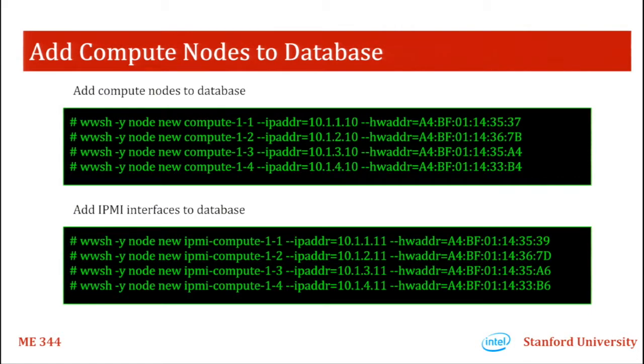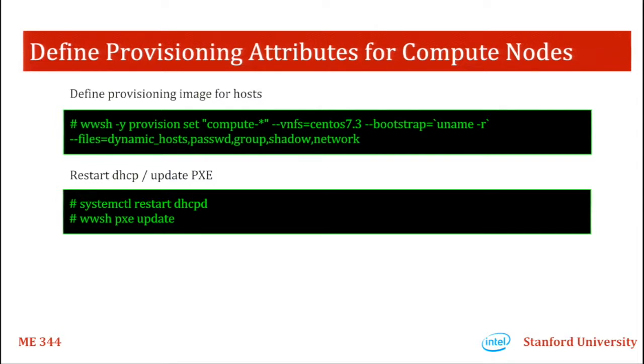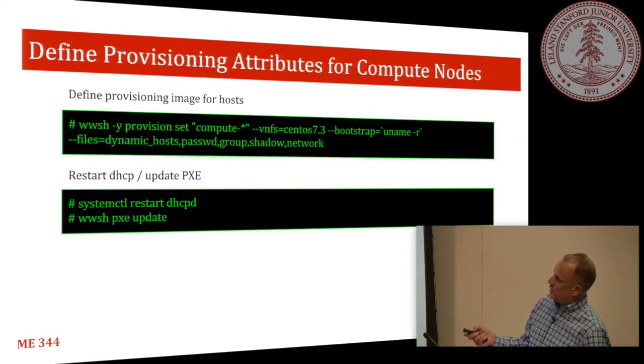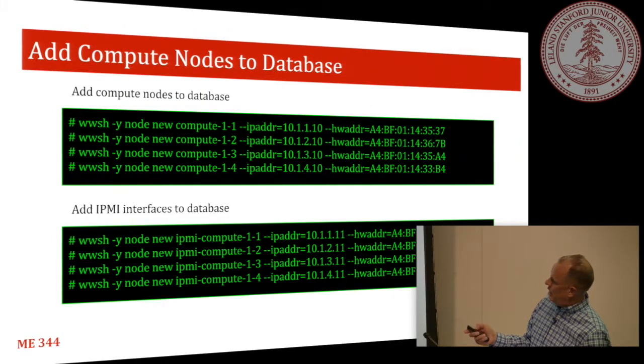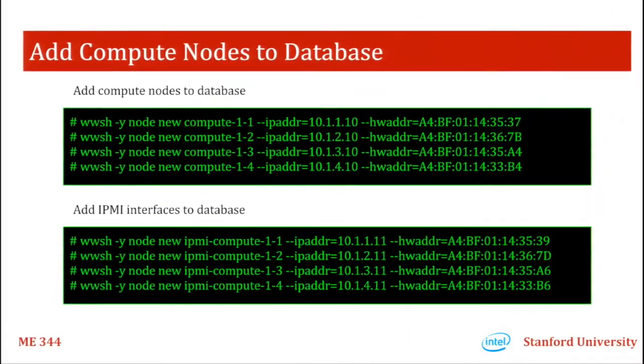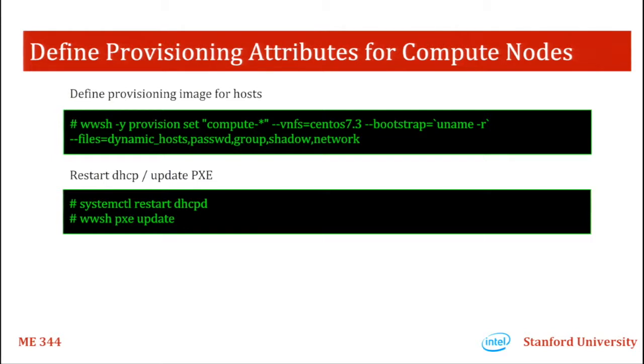And so you add that all to the database, and then you define a provisioning image or provisioning set. Here we're essentially saying, in this last screen we had compute-1-1, 1-2, 1-3, 1-4. This time we're saying provision anything with the name compute-star CentOS 7.3, that's that VNFS we built earlier. And this is the bootstrap image we built earlier.